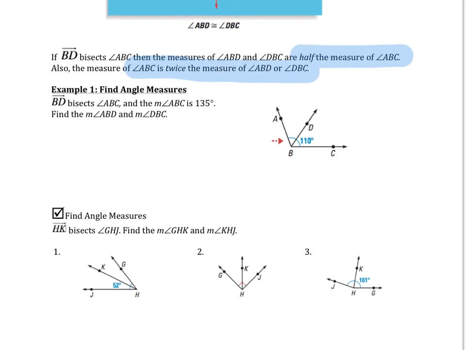So we're going to find angle measures. We have ray BD bisects angle ABC, and the measure of ABC is 110. That's a typo, it's 110, as you can see from the diagram. Find the measure of ABD and DBC. Well, we read in the earlier part that ABD and DBC will both be congruent since it is a bisector.